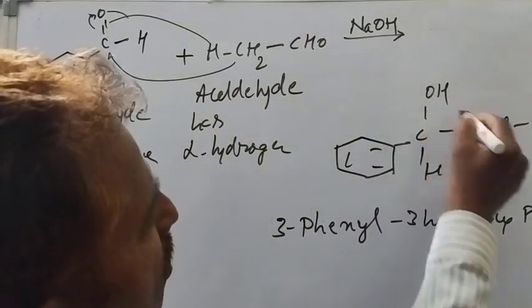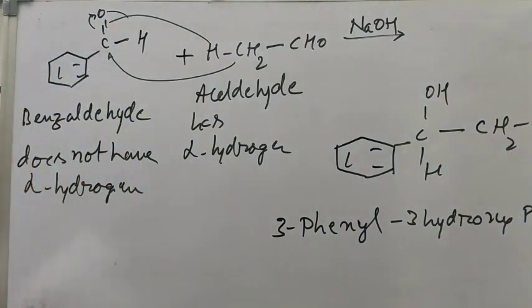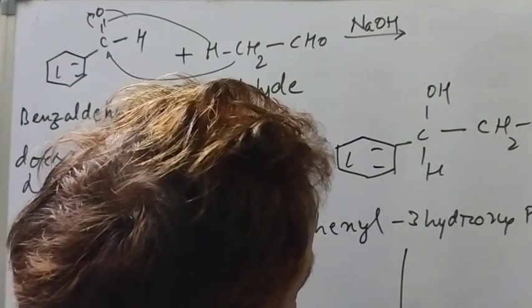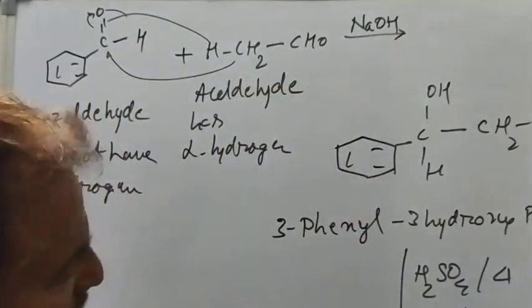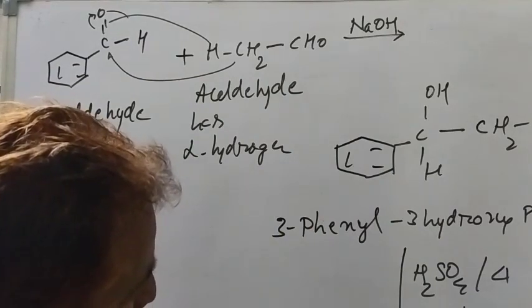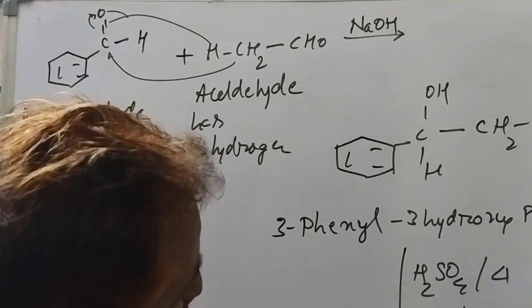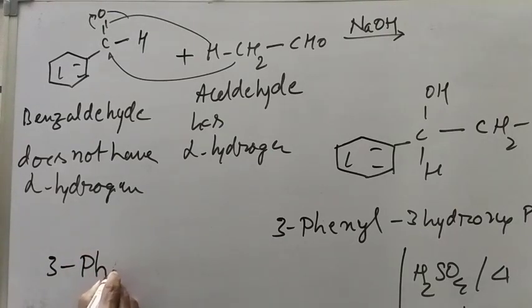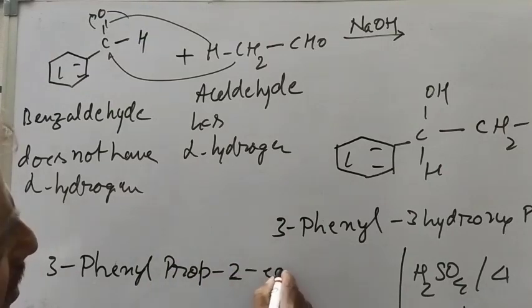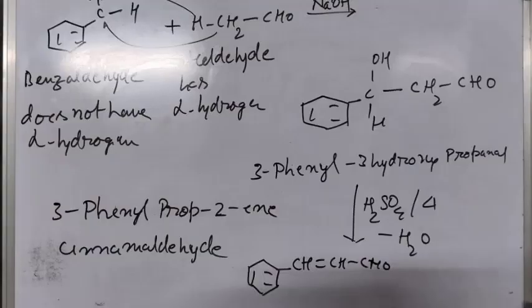Therefore, this hydroxy group and the hydrogen present on the alpha carbon are removed as water. In the presence of concentrated sulfuric acid and heat, a water molecule is removed. Therefore, this becomes CH double bond CH2CHO. So what is this substance? Name of the substance: this is propane, and a phenyl group is present on the third carbon. Therefore, this is 3-phenylprop-2-enal. Common name is cinnamaldehyde.